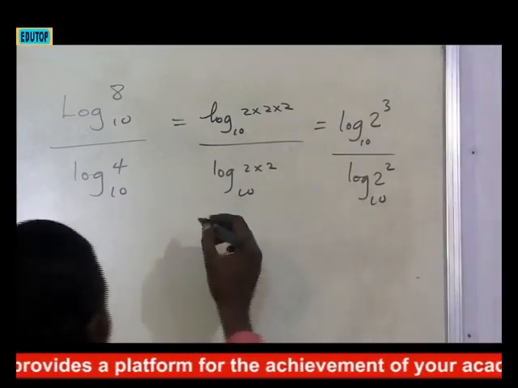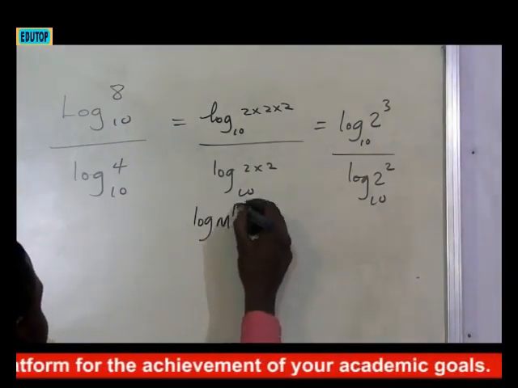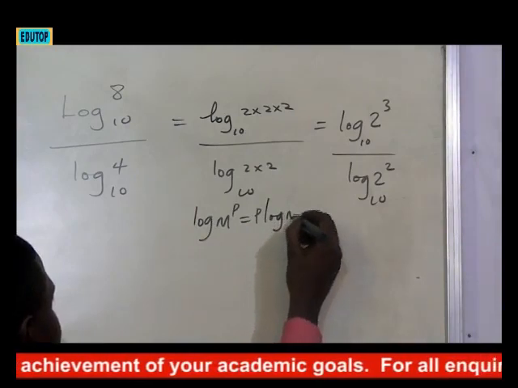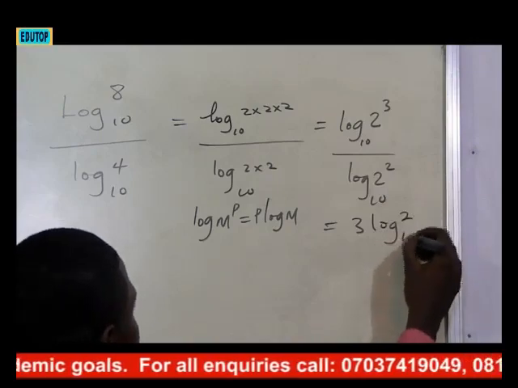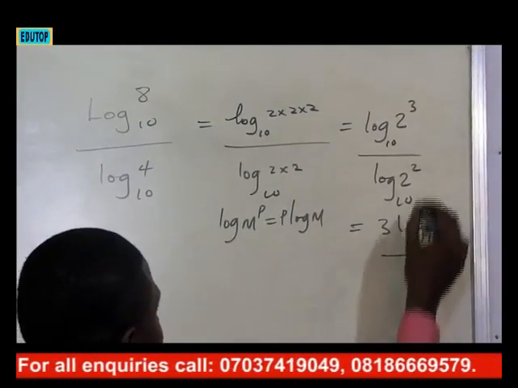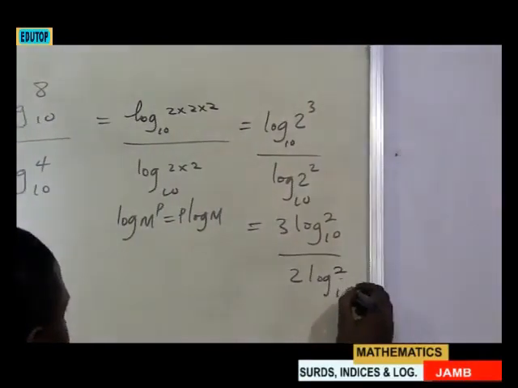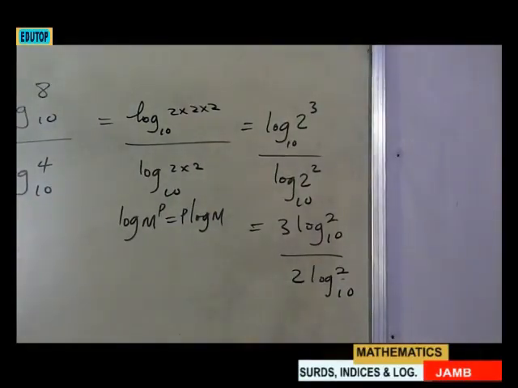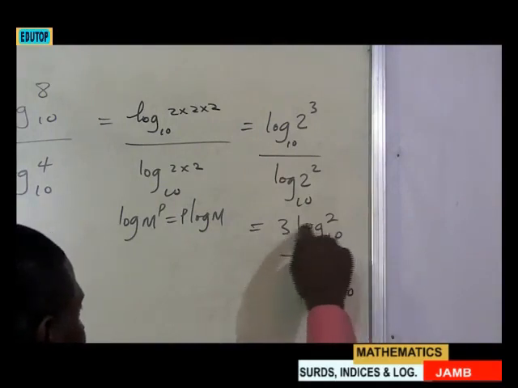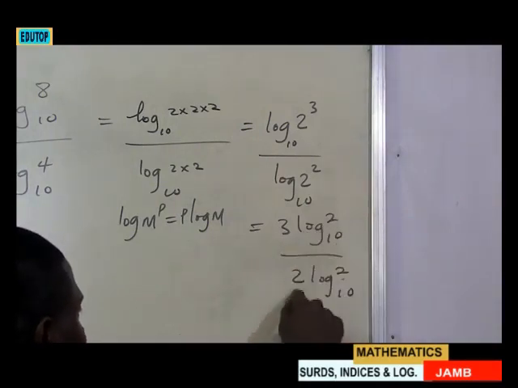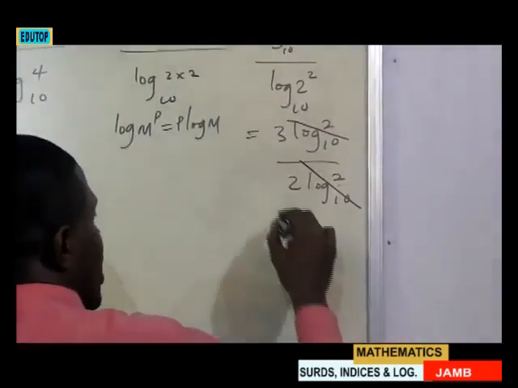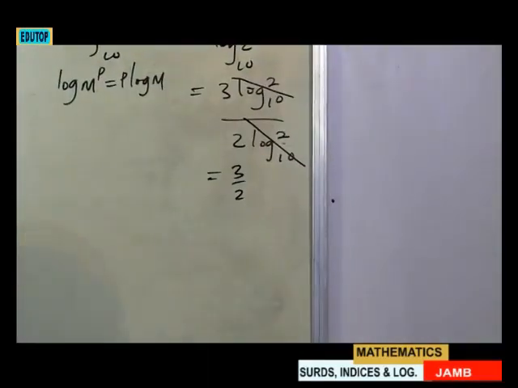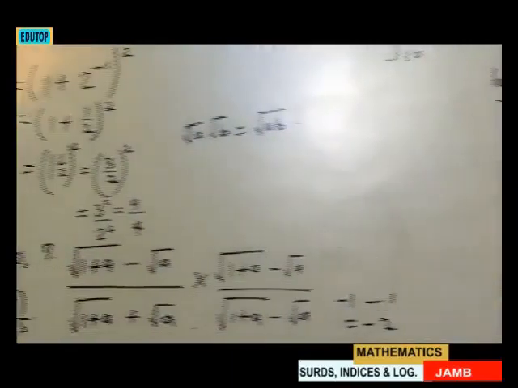So what is this? By law of logarithms, I say that log m raised to power p is p log m. So this one can be written as 3 log 2 base 10 over 2 log 2 base 10. So in this situation, if 3 log 2 base 10 is divided by 2 log 2 base 10, this one can now cancel out. This one can cancel this, then I will be left with 3 over 2. So 3 over 2 is definitely going to be my answer.